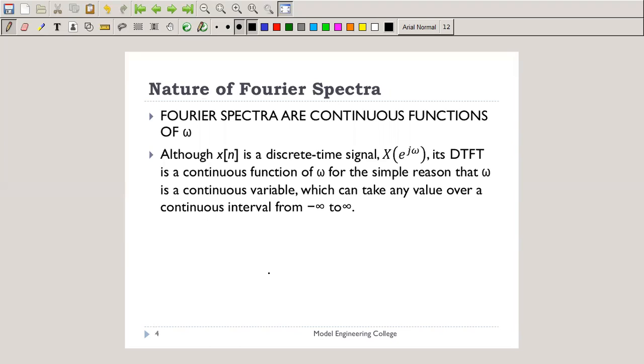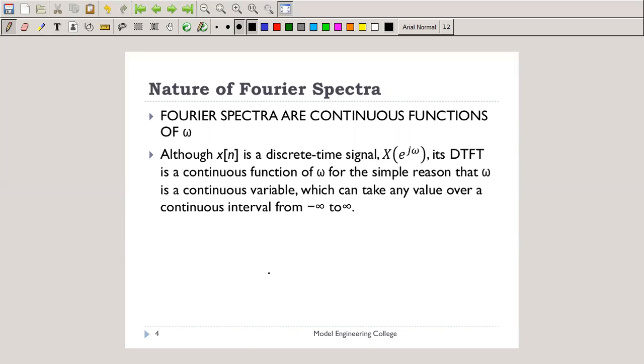Next, let us discuss the nature of the Fourier spectra. So this is the most important property of the Fourier spectra. Fourier spectra are continuous functions of omega.